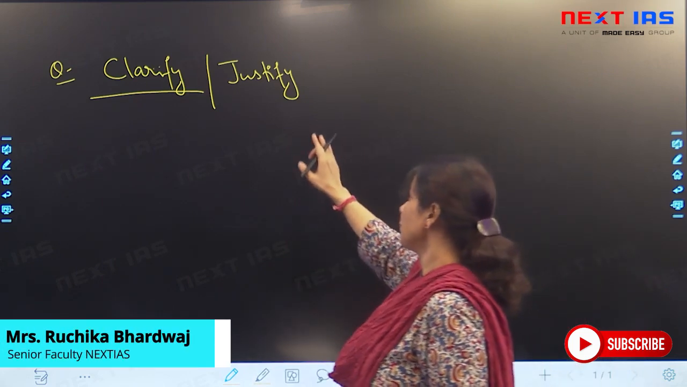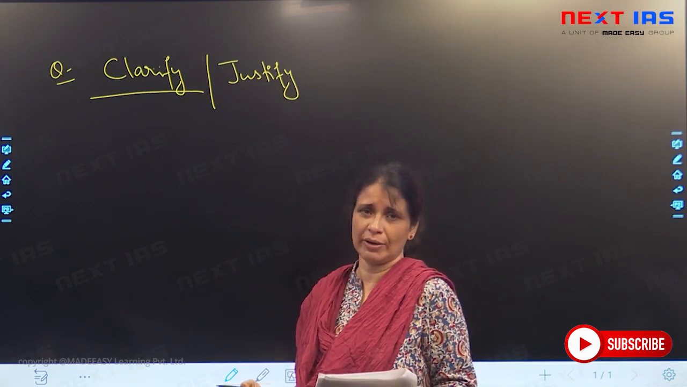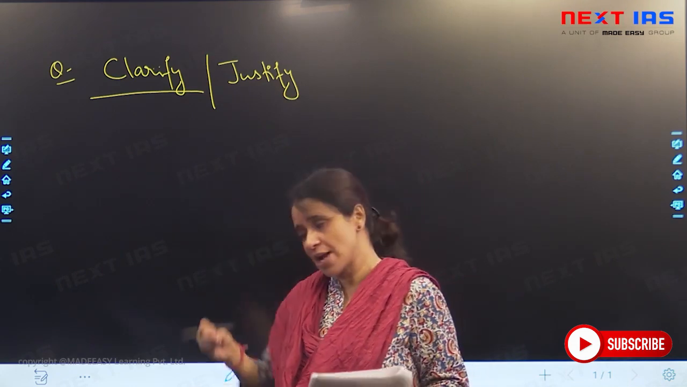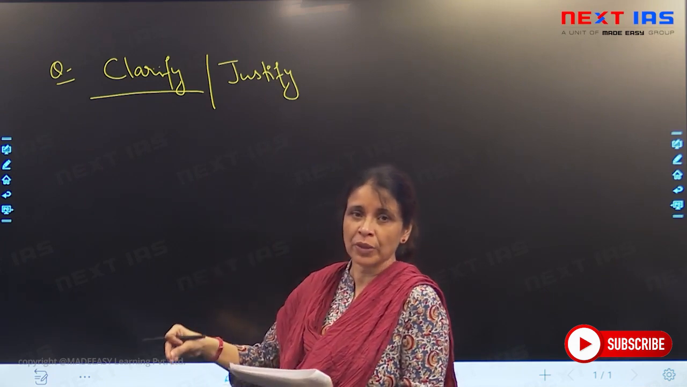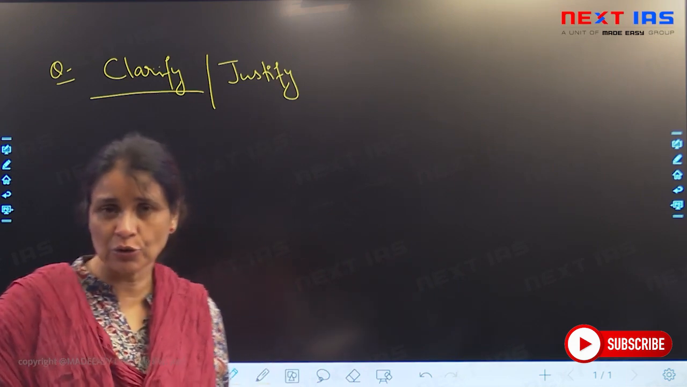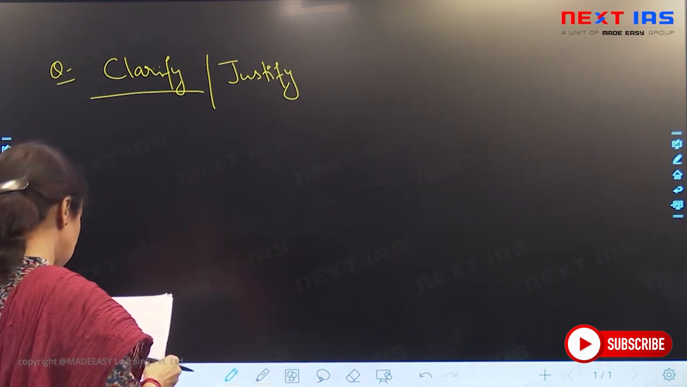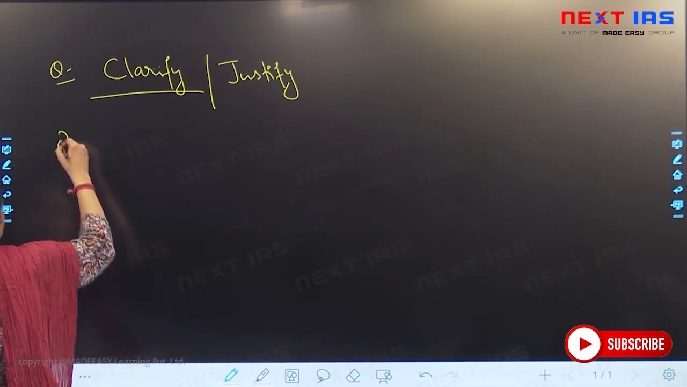So here you have to justify the statement. If you are agreeing to it, why you are agreeing to it; if you are not agreeing to it, why you are not agreeing to it. And if you have certain tools to justify, if you have examples, statistics, trends to show, then you can use them in these answers. Then define.